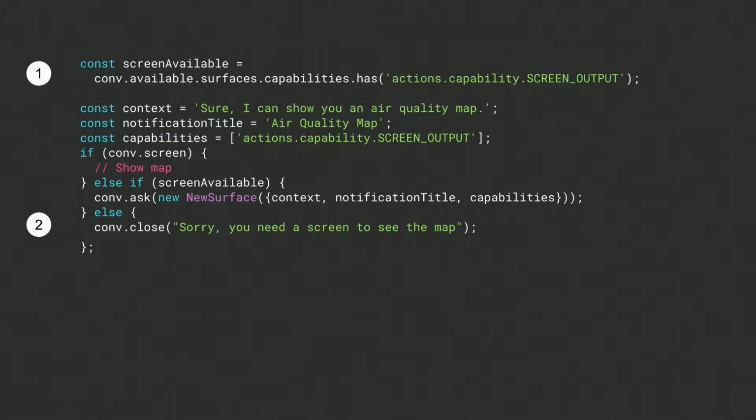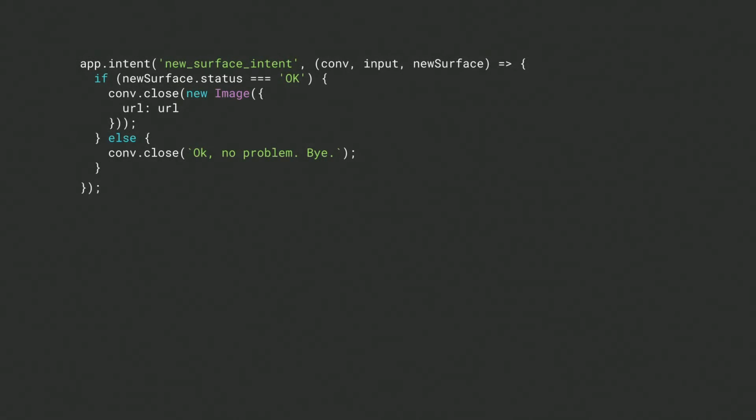But if the user isn't on a device with a screen, then we'll create a new surface object. What this new surface object does is request that the user transfers from their current device to another device. In this particular example, we're asking the user to transfer to a device with a screen. Then we're going to show this new surface object in the conversation. Lastly, we'll check to make sure that the user has actually accepted the transfer or not.